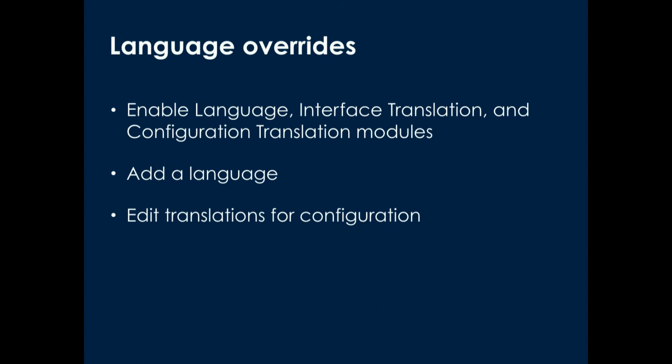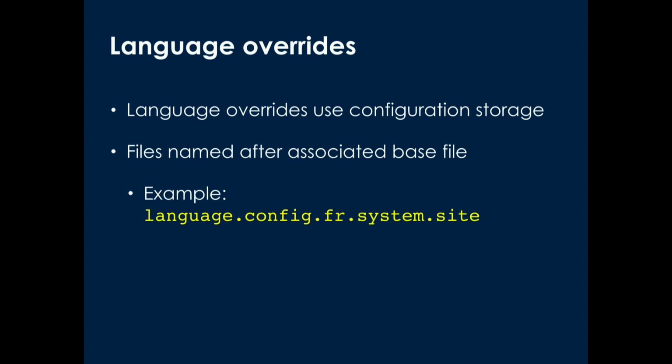In order to do language overrides, you need to enable the language module and interface translation. The interface translation module is required by configuration translation. There's content translation and configuration translation. We will be talking about the second one because that's the subject of this talk. But then you add a language, whatever language you want. Again, these are Drupal core modules. And then you edit the translation for the configuration you want.